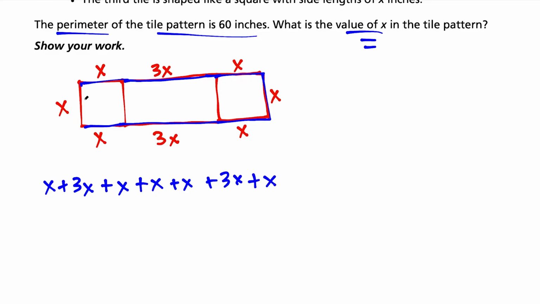And then one more side to consider here. This side is X inches long. So plus one last X. And they're telling us that the perimeter of the tile pattern is 60 inches. So now our goal here is to find the value of X.